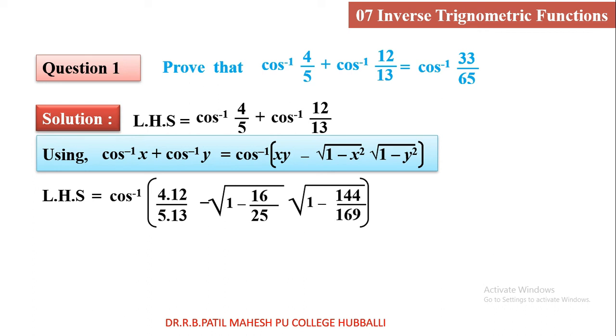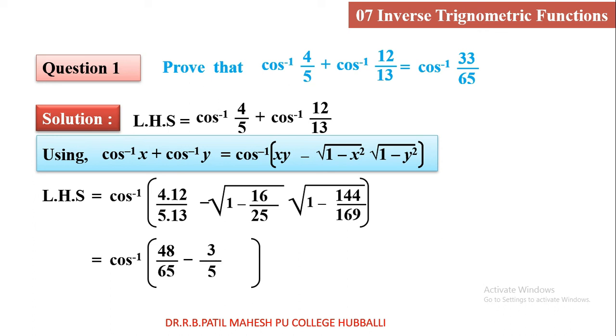Dear students, hope you remember how to simplify such expressions. Simplify that directly. So cos inverse of 4 into 12 upon 5 into 13 is directly 48 upon 65 minus this root and all simplification will be 3 upon 5.